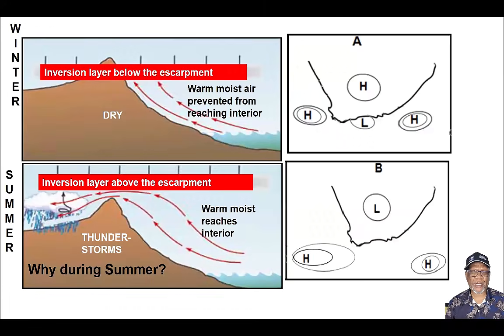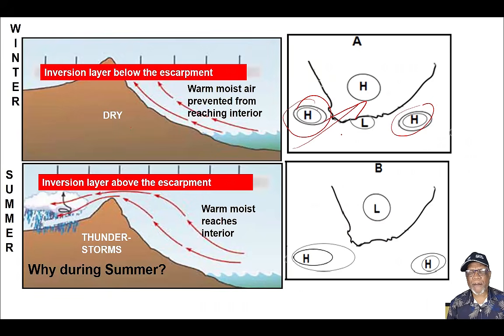So these are two diagrams that indicate different seasons. Look at the inversion layer here. The inversion layer is below the escarpment. Why? Because the Kalahari high pressure is dominating the interior. So this diagram and this diagram are related. This is a typical winter condition. You can see now the high pressure cell is further north, and therefore it's going to allow the passage of the mid-latitude cyclones into the interior. That is why we say mid-latitude cyclones affect the weather of South Africa during winter.